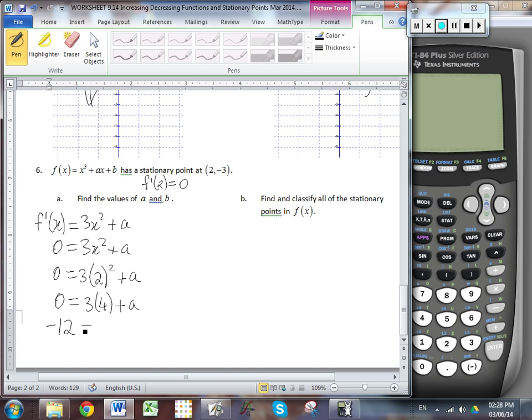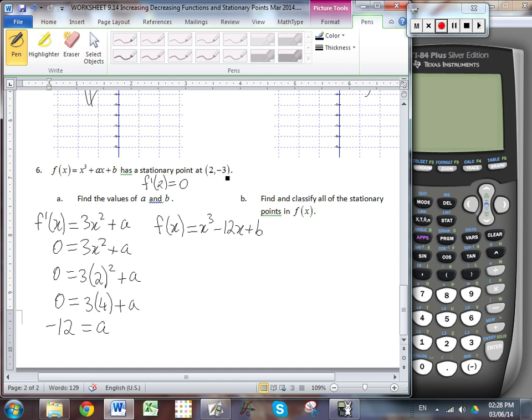And you'll find that a is equal to negative 12. To find the value of b, we can substitute in. Let's see what we've got so far. Our function, we've now sort of solved the riddle slightly. We've got x cubed minus 12x plus the unknown value of b.